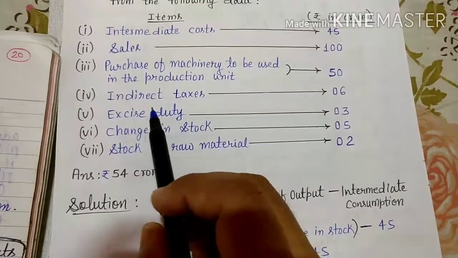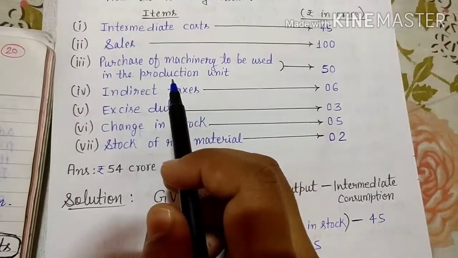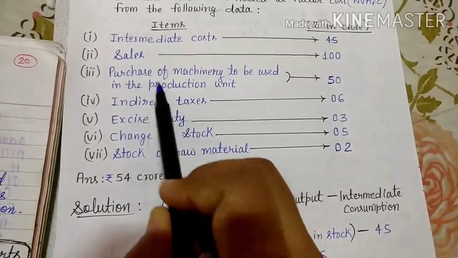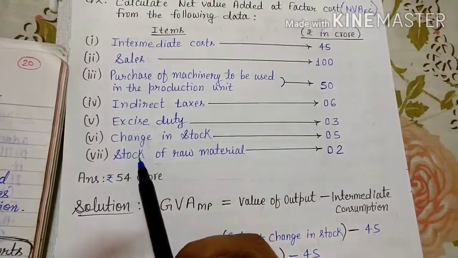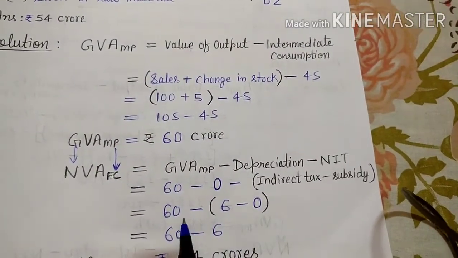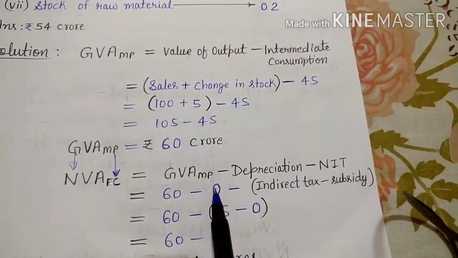But here what is given? Because we know that the formula of net indirect tax is what? Indirect tax minus subsidy. Indirect tax is given. Is subsidy given here? No, subsidy is not given here. So we write indirect tax 6 minus 0. Okay.